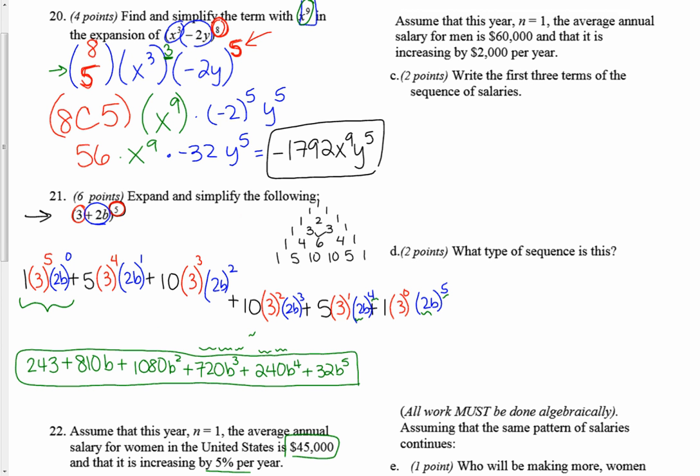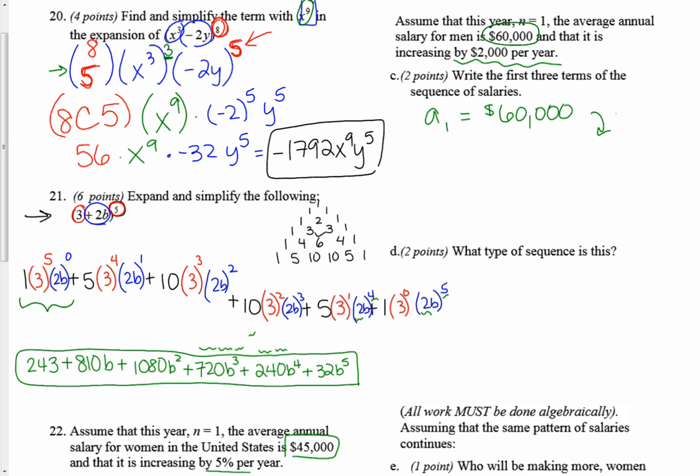Question number 22C. Now we're moving on to assume that this year, n equals 1, the average annual salary for men is $60,000 per year, and that it is increasing by $2,000 per year. So this is also a steady rate of increase, but it's just increasing by addition, $2,000 per year. So my first term for this one would be $60,000.